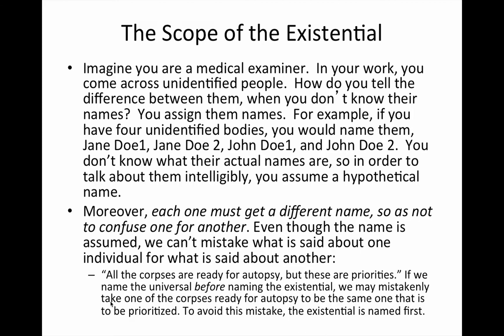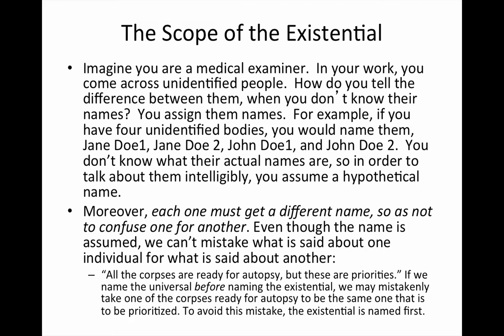You don't know what their actual names are, so in order to talk about them intelligibly and to keep things straight, you assume a hypothetical name. Now, each one must get a different name so as not to confuse one for another. We know how important that is. When we're talking in generalities and then we move into specifics, we don't want to make a mistake in terms of the way that we're talking about these named entities. So even though a name is assumed, it is a hypothetical, we can't mistake what is said about one individual for what is said about another.